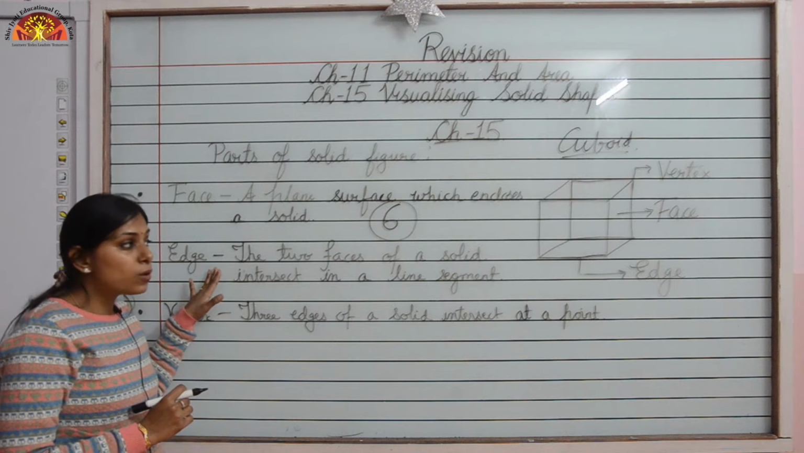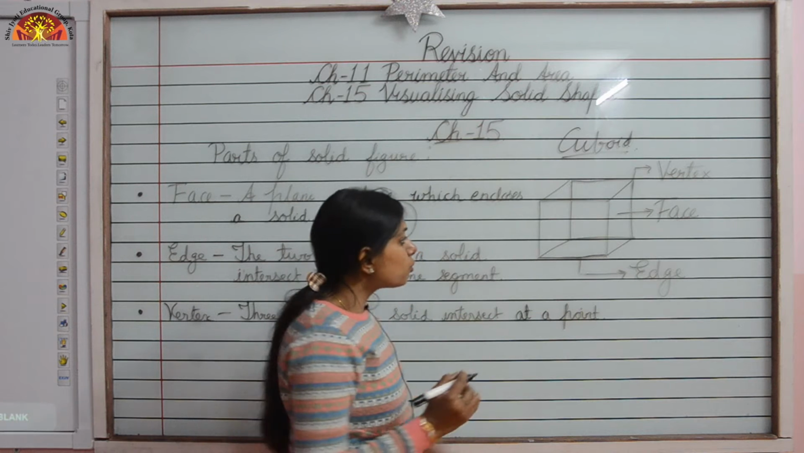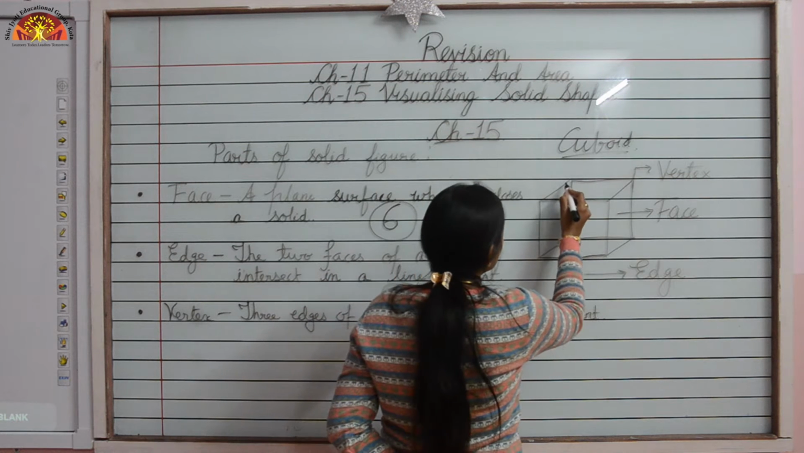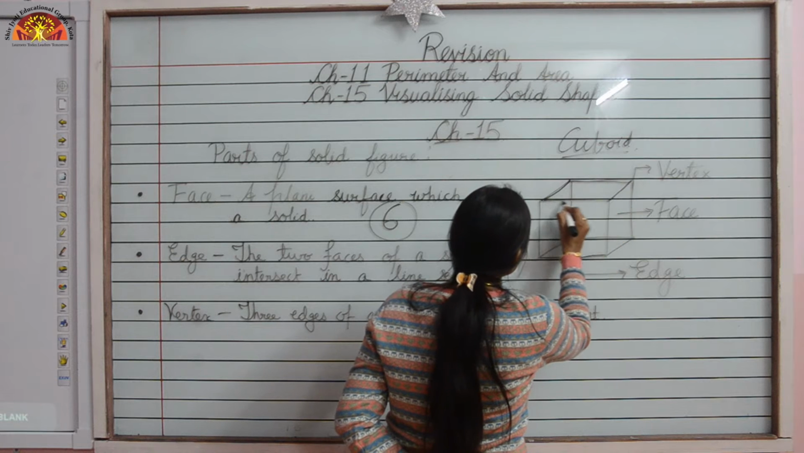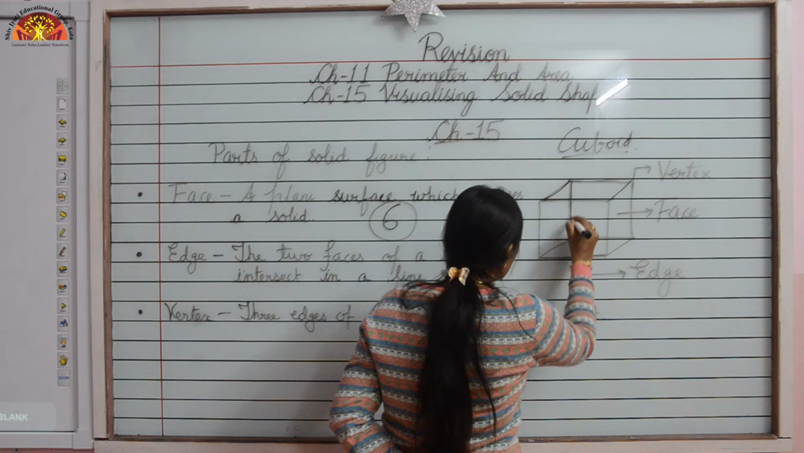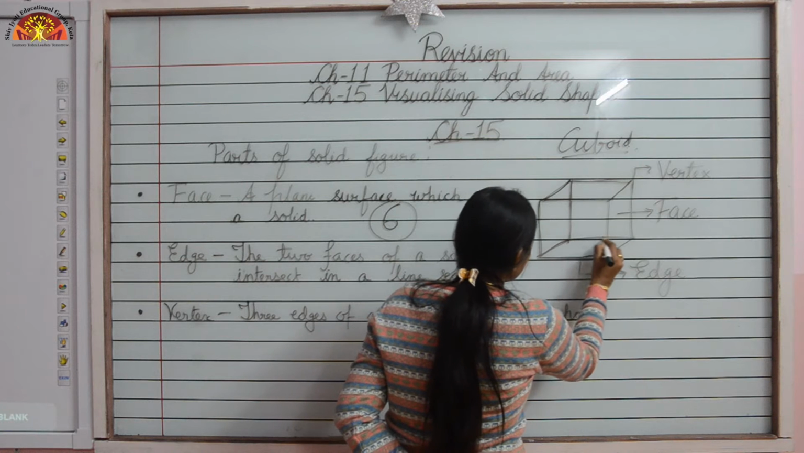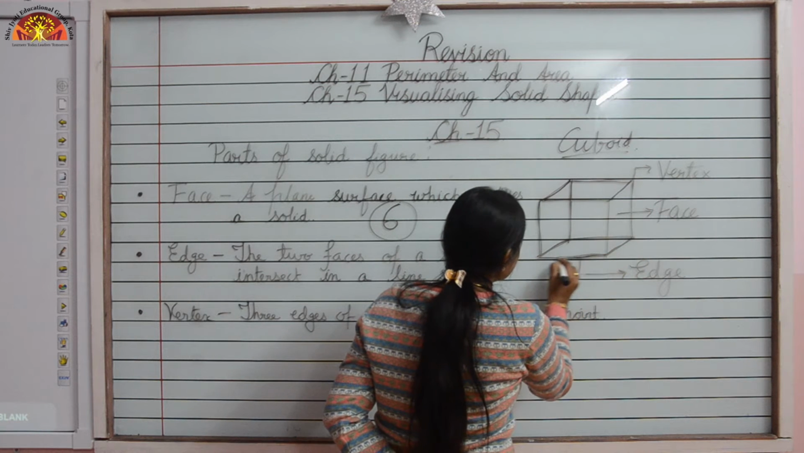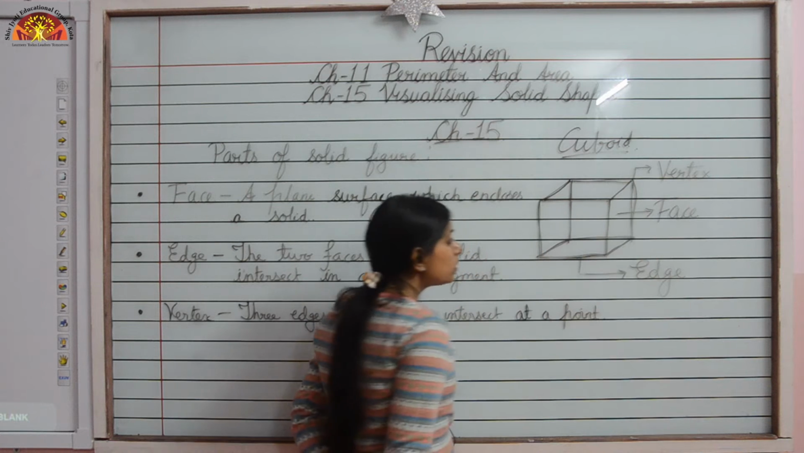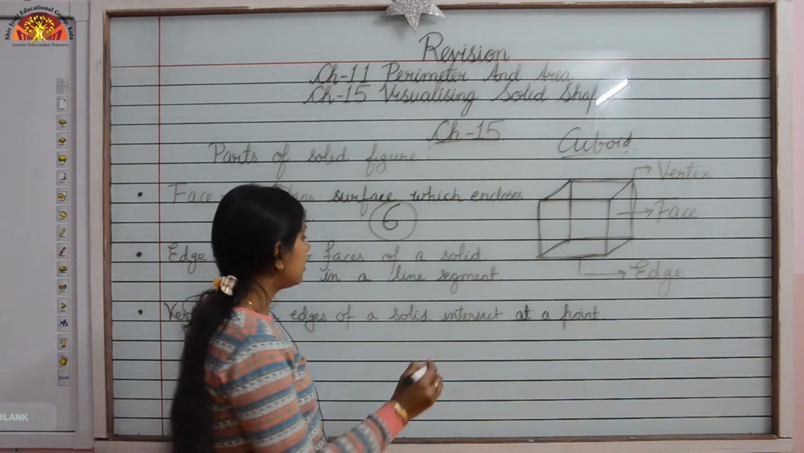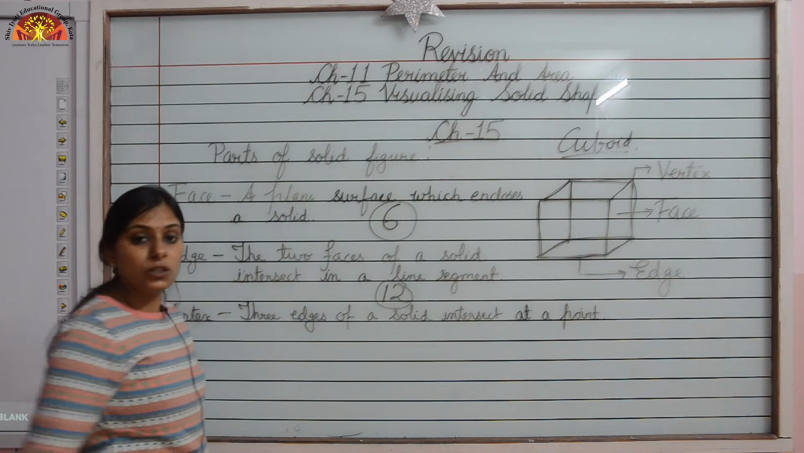If you are just talking about the edge, how many edges are there in a cuboid? There are 12 edges. You can just see over here, 1, 2, 3, 4, 5, 6, 7, 8, 9, 10, 11 and 12. So there are 12 edges in a cuboid.